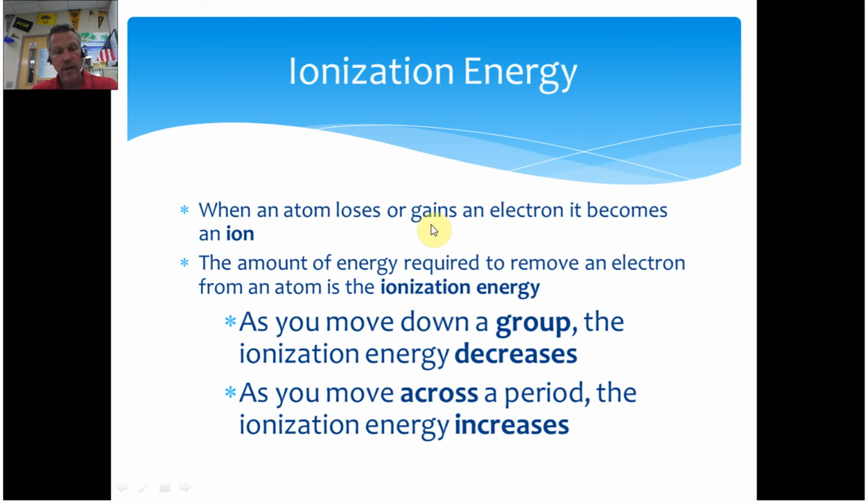All right, so to the trend. As you move down from the top of the table towards the bottom of the table, the ionization energy decreases. The cost gets lower and lower to strip away or to steal an electron as you move from the top of the table towards the bottom. And as you move across a period, from the left side of the table to the right, the ionization energy increases. It gets harder and harder to pull or strip away or steal an electron from an atom as you move from the left side of the table to the right side of the table.